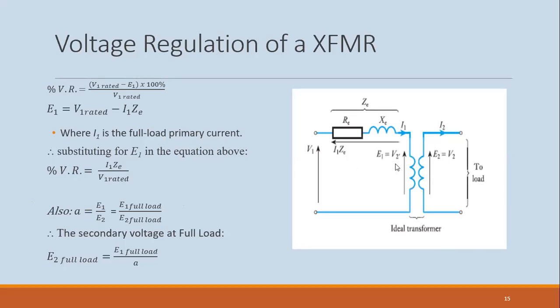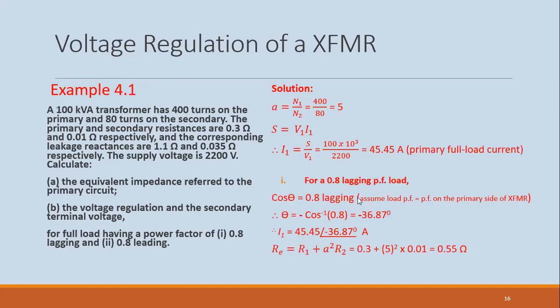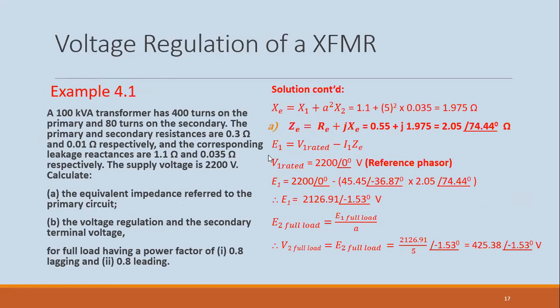All right, so how do we find E1 now? Remember, V1 is equal to I1 ZE plus E1. All right, so if we manipulate that equation, E1 then becomes V1 minus I1 ZE.